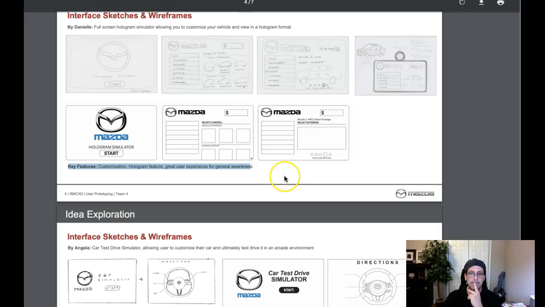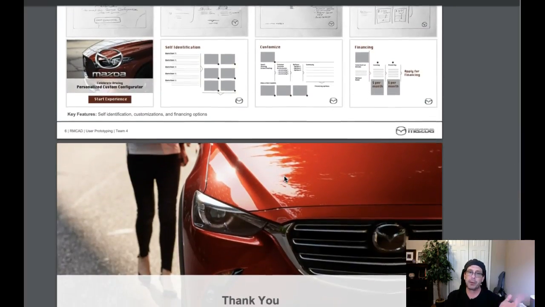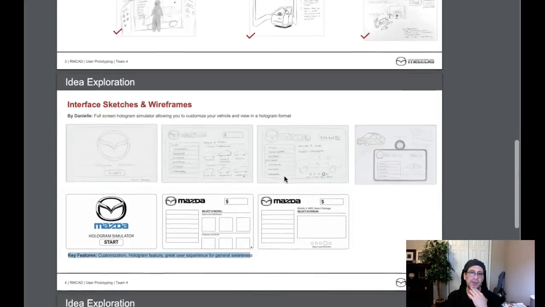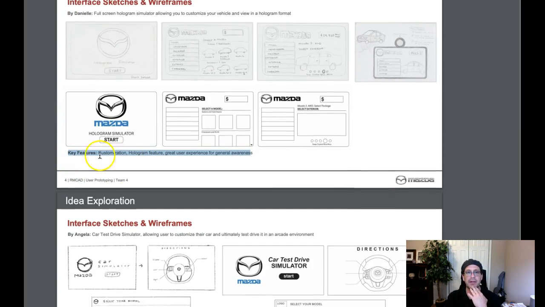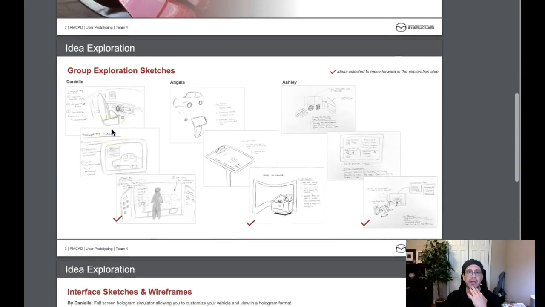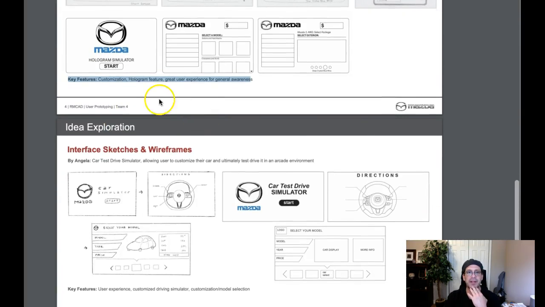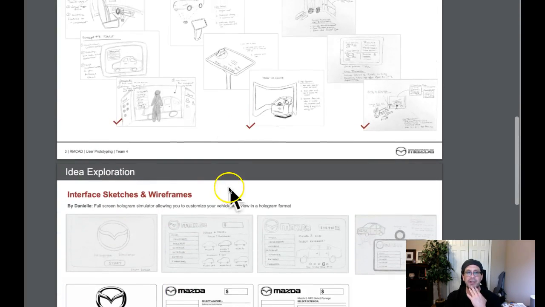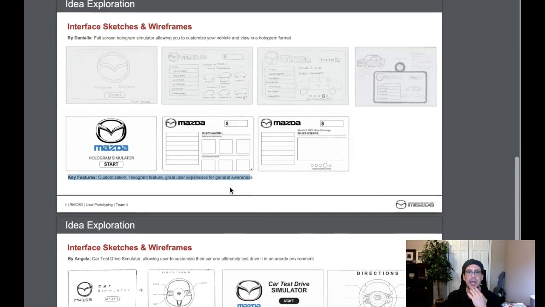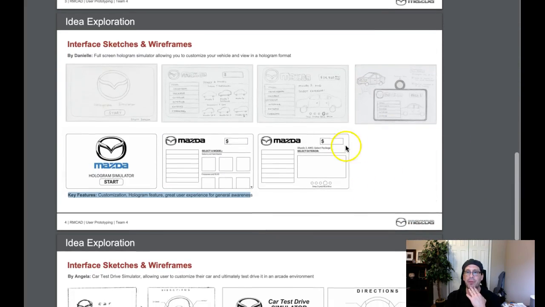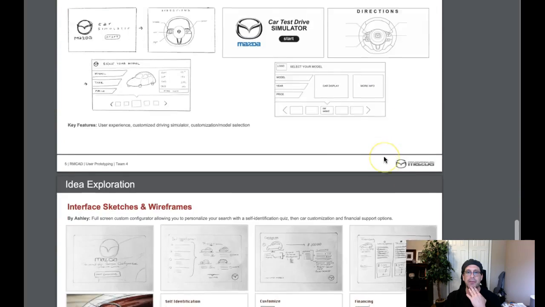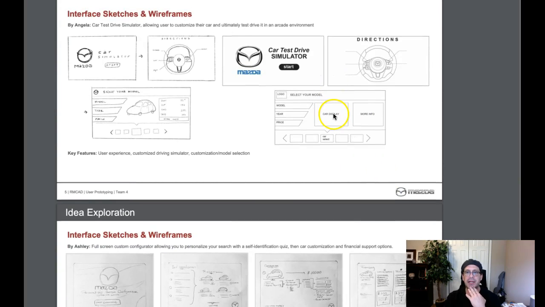Okay. Other than that, those are my only comments. Just figure out a place, a common area for the key features, so it doesn't jump around as we go through the pages, and then really try to get some detail in the key feature descriptions for each of the idea explorations, and then add that fourth wireframe there.